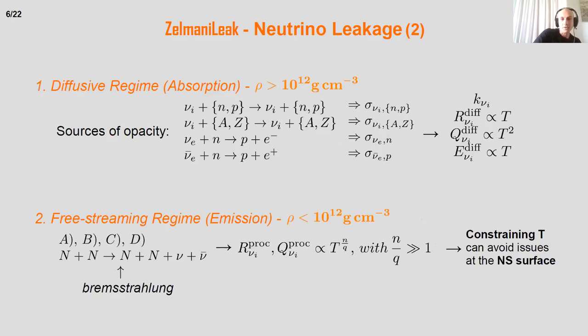So the neutrino leakage code in Zelmani considers two regimes. A diffusive regime for densities above 10^12 grams per centimeter cubed. Here you have several sources of opacity. Basically, there is the scattering of neutrinos on nucleons and on nuclei, and there is also the absorption of electron neutrinos and antineutrinos into neutrons. All these processes allow you to estimate the cross section for such processes, and you can give an estimation for the opacity, the number rate, the energy rate, and the energy coupled to this kind of process.